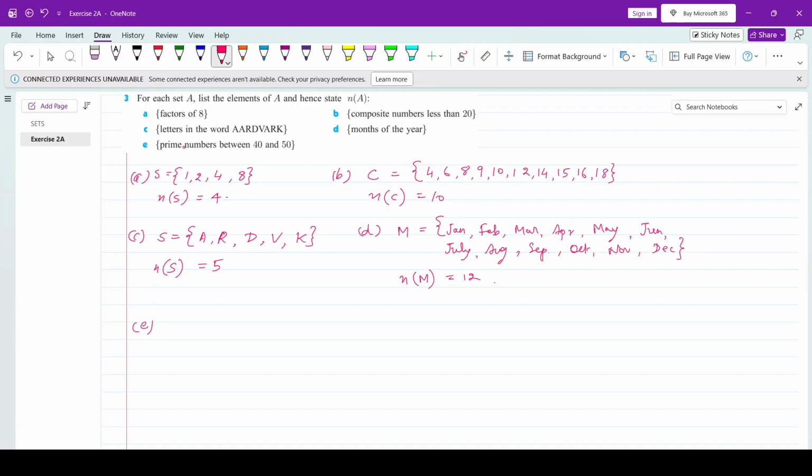Part E says prime numbers between 40 and 50. So let's say the set name is P for prime numbers between 40 and 50. So what are the prime numbers between 40 and 50? 41, 43, and 47. These are the prime numbers. So n of P is equal to 3. Let's move on to the next question.